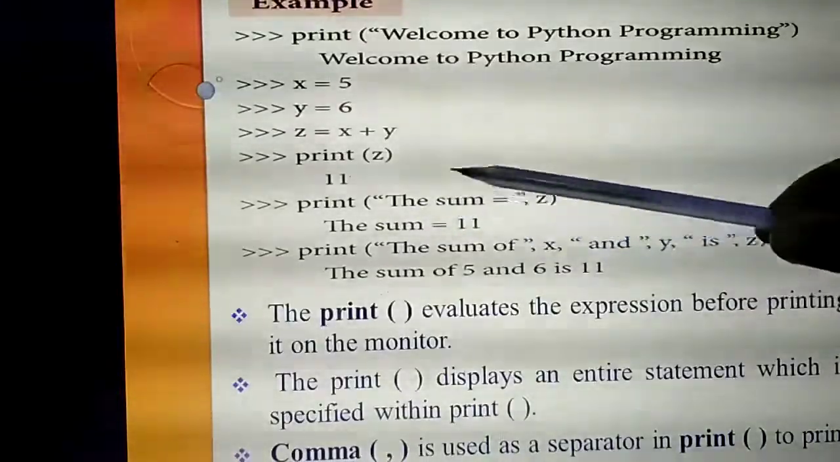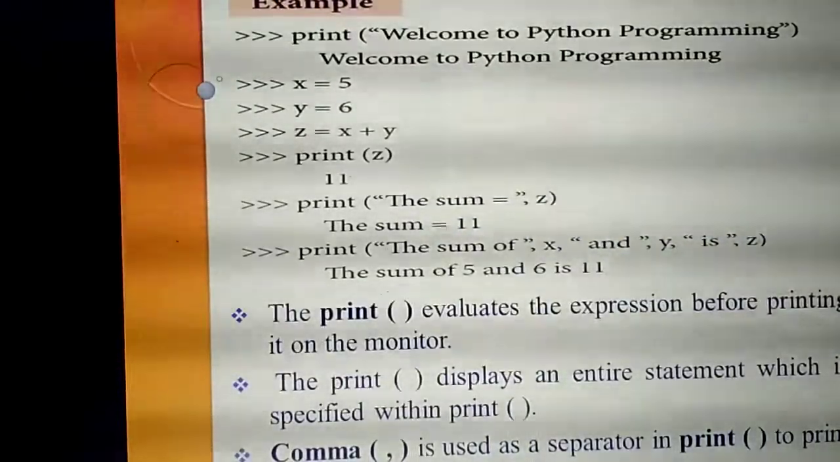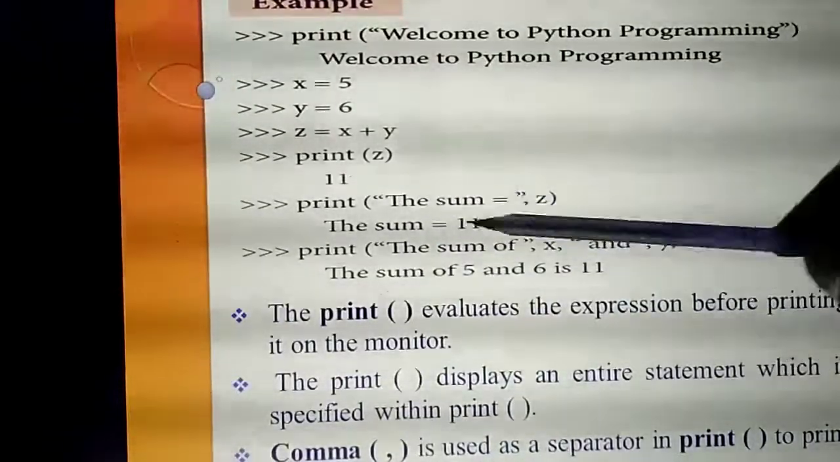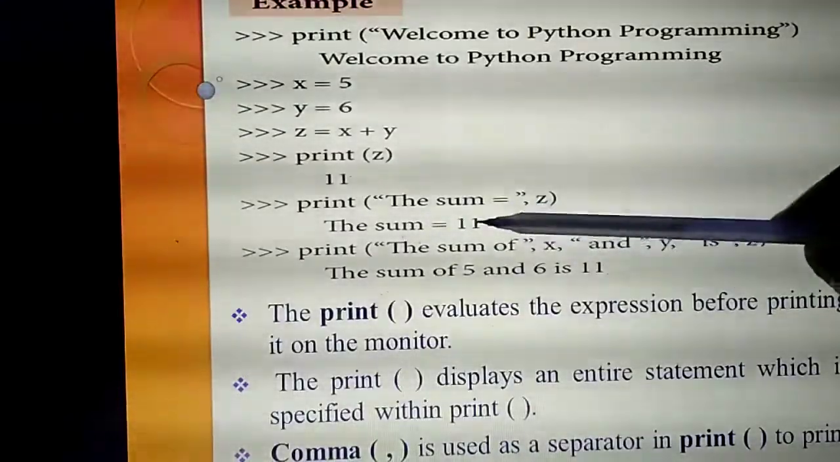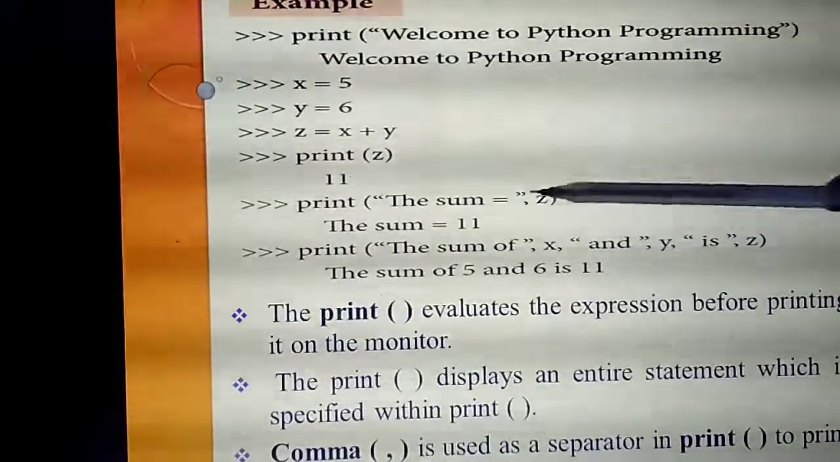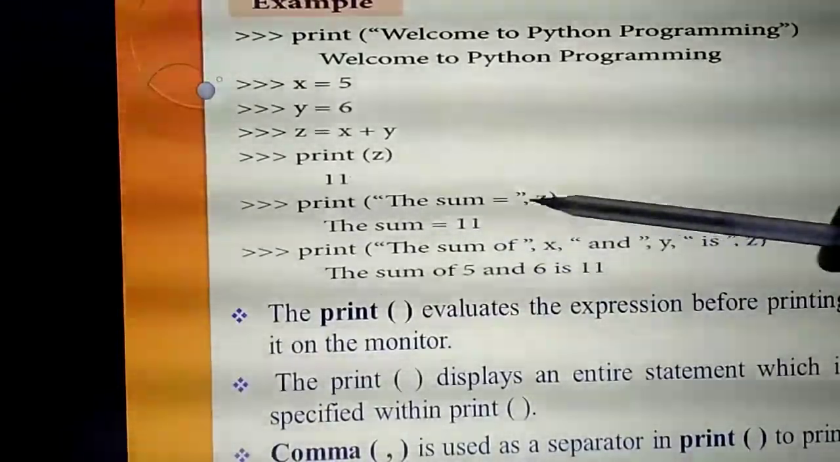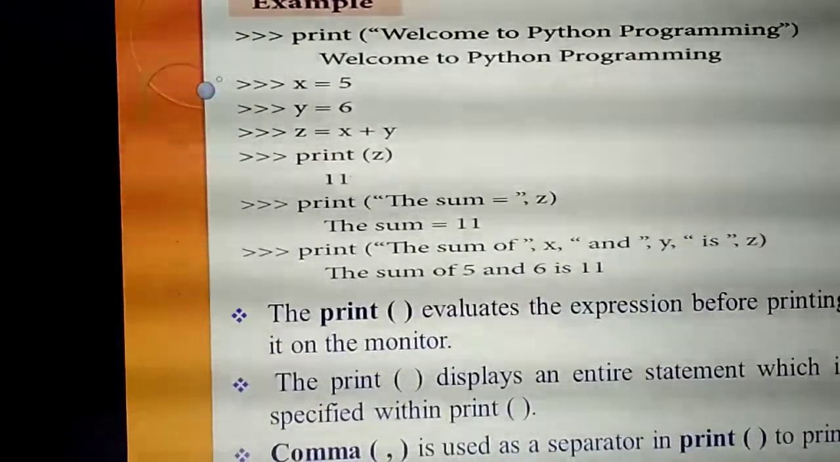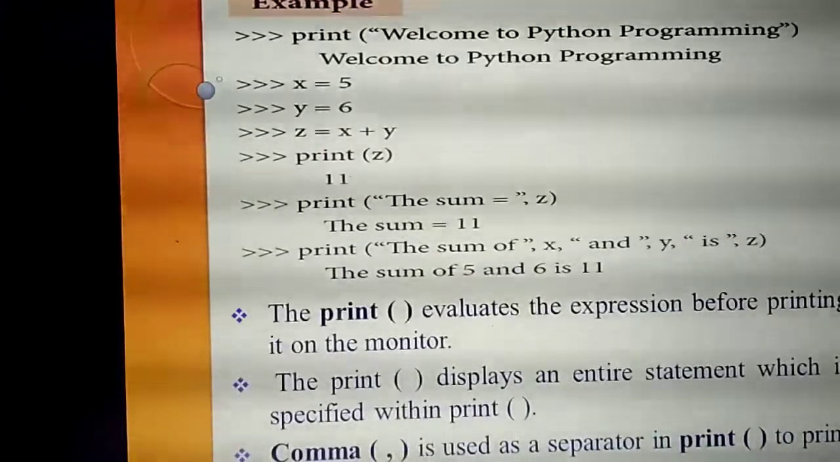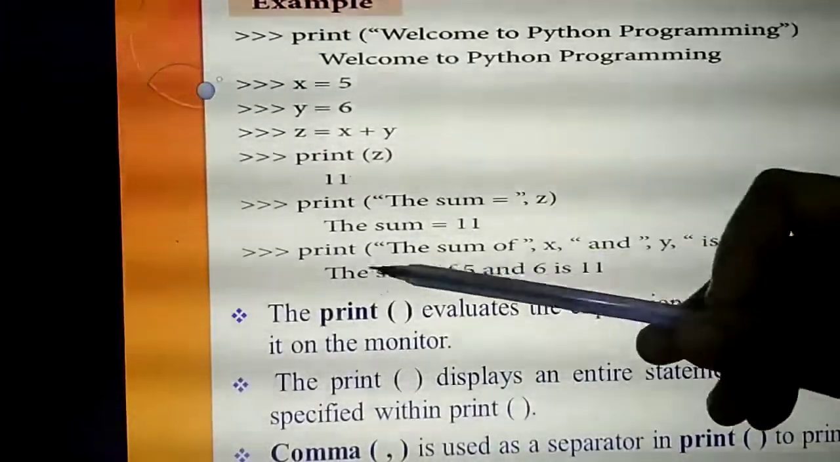Print of the string to be displayed, comma, variable. So, in the place of string to be displayed, what I have given? The sum of. That's a string. Comma variable. What variable I am giving? Z. So, what's the output you will get? The sum equal to Z. What's the value of Z? 11. Understand? Yes. Next thing.